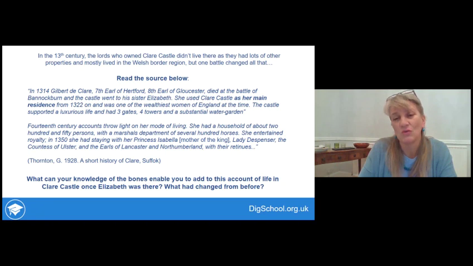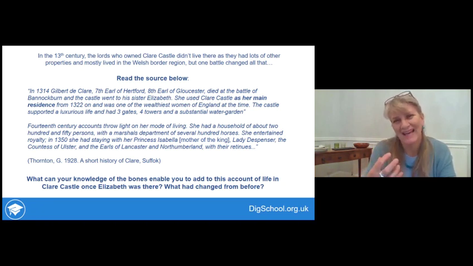So read through the source, which is a local history from about 100 years ago, but that's based on historical documents. Compare what that written source is telling us with what your knowledge of the bones was telling you about what things were like in those 2 centuries and how they changed. And then write down your answers to the question: what can your knowledge of the bones enable you to add to this account by Gladys Thornton, who wrote this history?